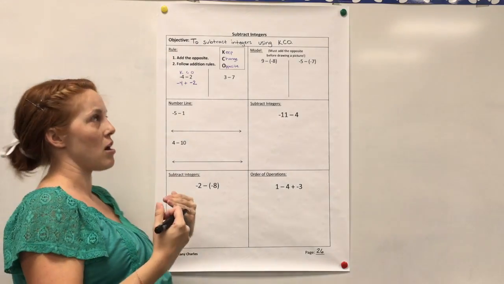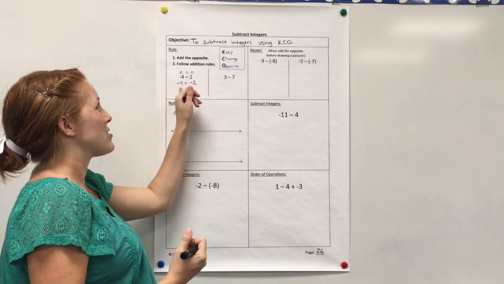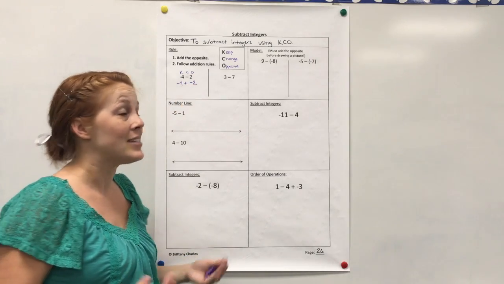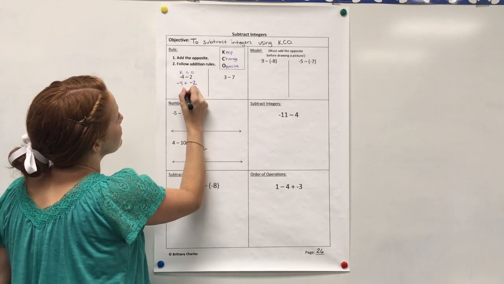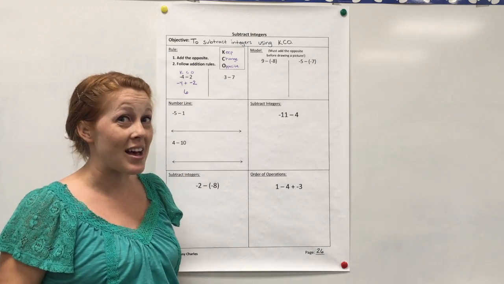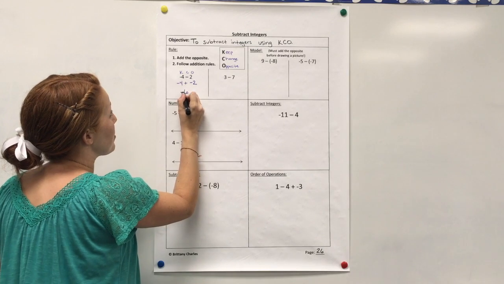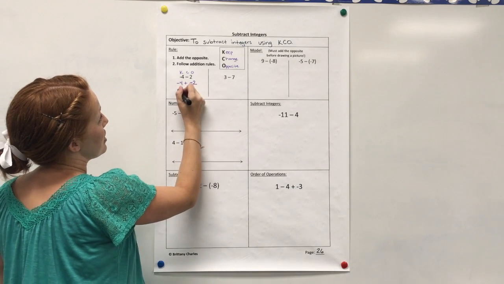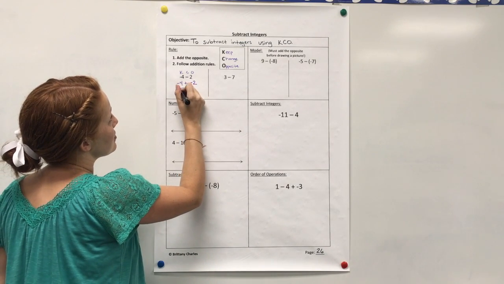So let's think back to our song. These are the same signs. So same signs add. So 4 plus 2 is 6. And the song also says, same sign, keep the sign. So I'm going to keep the negative. So the answer to this would be -6.